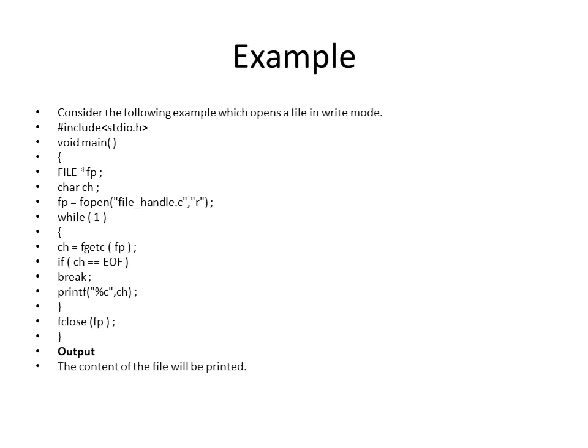Here I am giving the example. Consider the following example which opens a file. void main, a file is used to open a file. FILE *fp is a pointer variable, char ch. Here fp is the file pointer. fopen("file_handle.c", "r"), r is in read only mode. while loop, ch equals fgetc(fp).